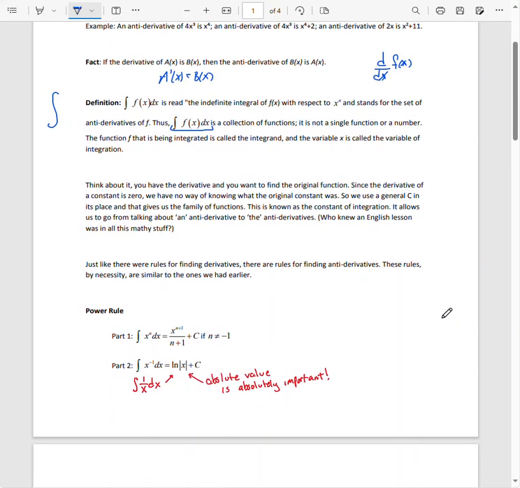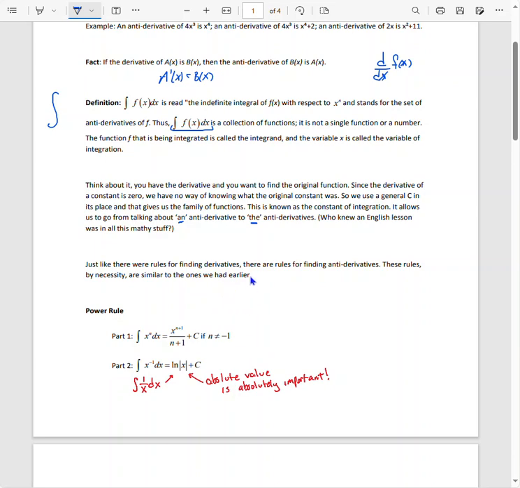Okay, so think about it. You have the derivative, and you want to find the original function. Since the derivative of a constant is zero, we have no way of knowing what the original constant was, as I mentioned up here. So we use a general C, a capital C. Make sure it's a capital C if you're using online homework systems. Sometimes it really matters. So we use a general capital C in its place that gives us the family of functions. This is known as the constant of integration. It allows us to go from talking about an antiderivative to the antiderivatives.